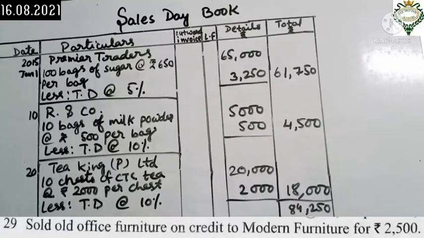In this question also we will not record the last transaction that has been done on 29th March, that is for office furniture. So this is for furniture, and we don't have to record it in the sales day book, same as the purchases day book.